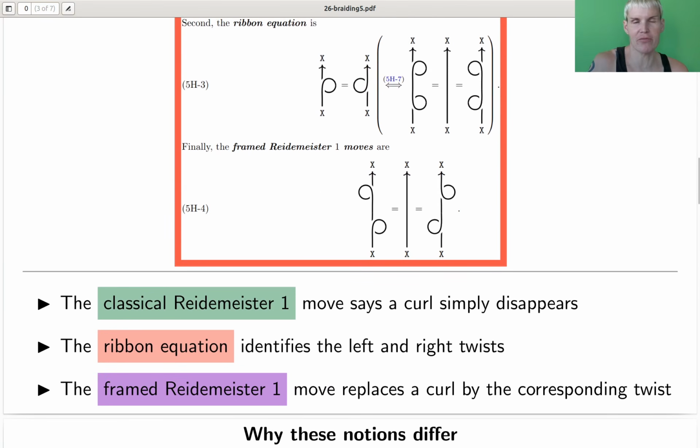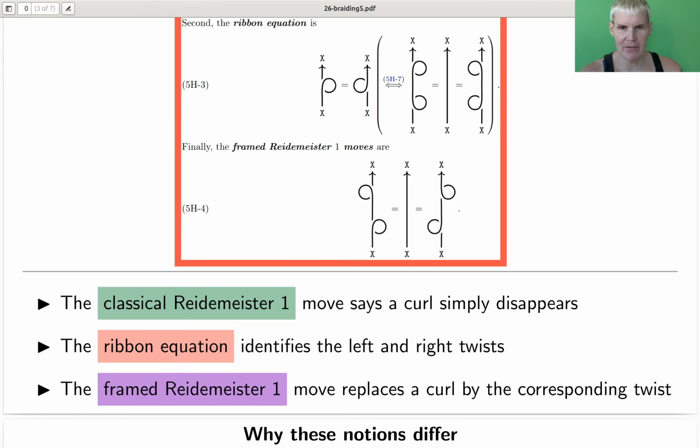Okay, so we have these three things: the standard Reidemeister 1, the ribbon, and the framed Reidemeister 1. They come up naturally, and they imply one another going in this direction, but they don't imply one another going in that direction.